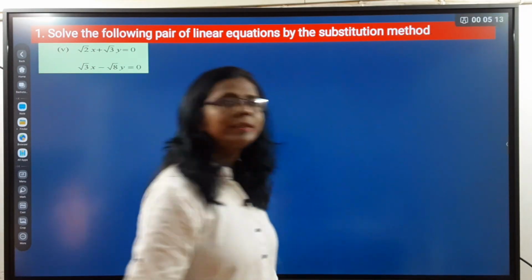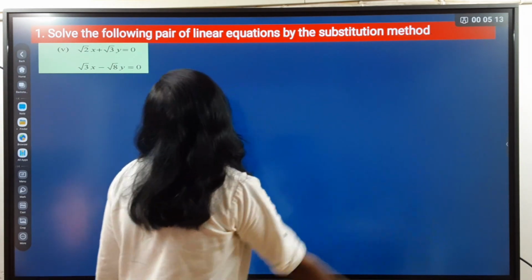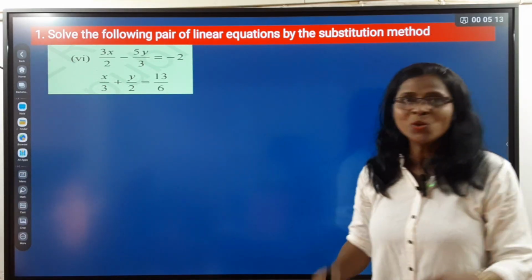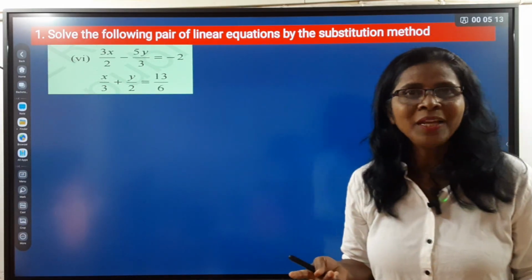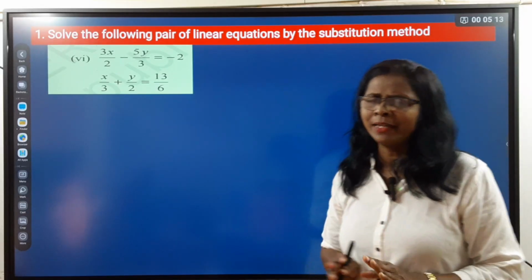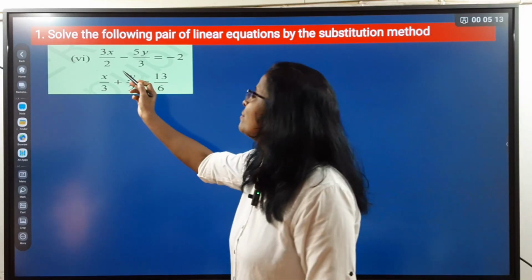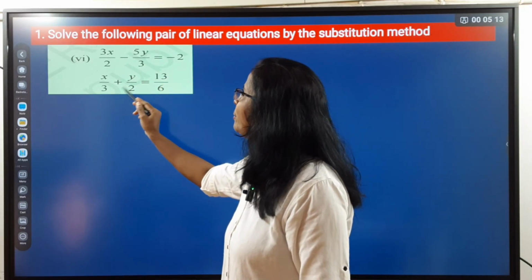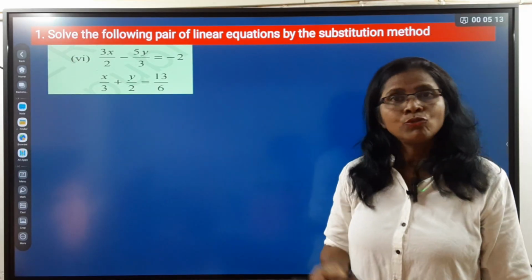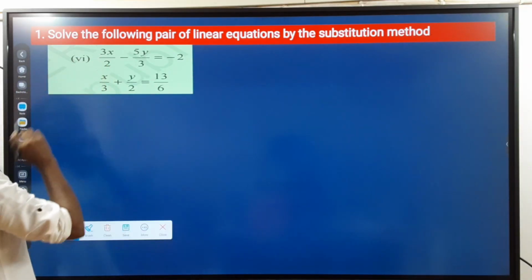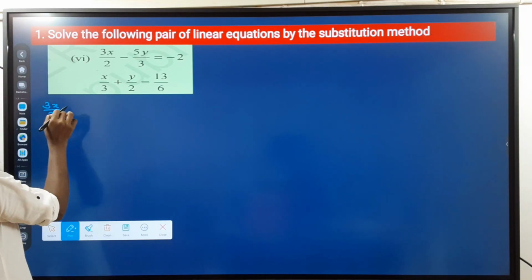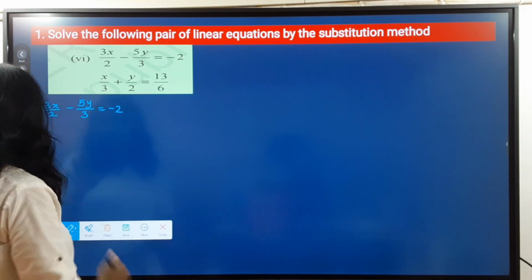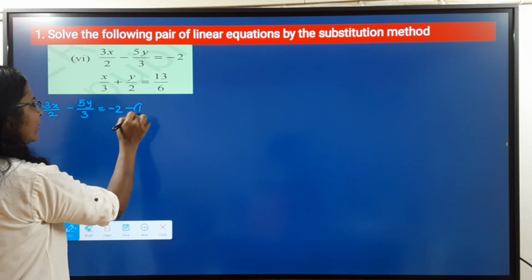Then here, students, see the next example. The next example is the sixth example. Now this sixth example looks hard because it is in fraction form. Okay, but it will be very, very easy. We simplify this fraction form. So here the first equation is 3x upon 2 minus 5y upon 3 is equal to minus 2. Second one, x upon 3 plus y upon 2 is equal to 13 upon 6. So now here, students, I call this 3x upon 2 minus 5y upon 3 is equal to minus 2 the first equation.